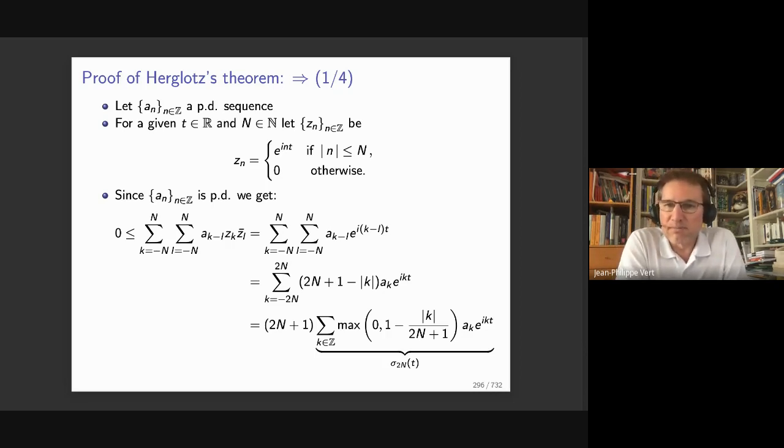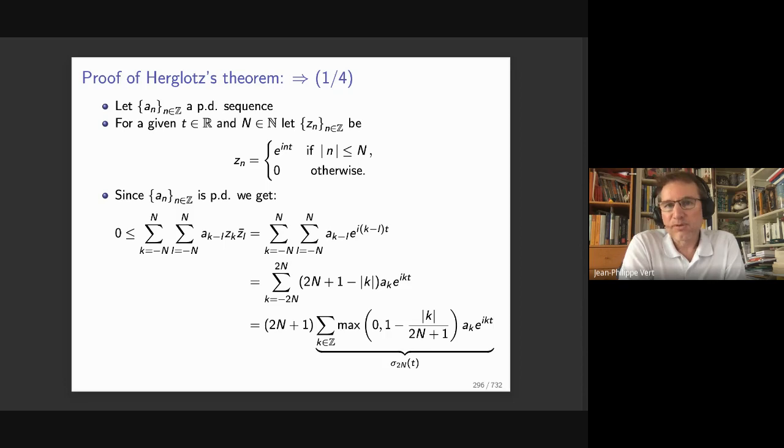So maybe let's look a bit at this max term. You notice that this max term is just a max between 0 and something, so it's always a non-negative thing, right? Because it's the max between 0 and something else. And the something else is 1 minus k in absolute value divided by 2n plus 1. So the important thing here is that if you fix a k, for example, k equals 5, then 1 minus 5 over 2n plus 1 is a number.